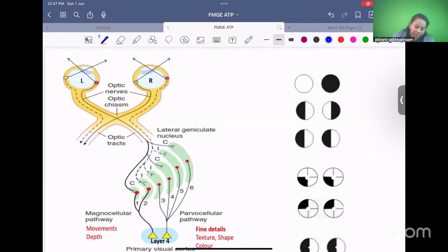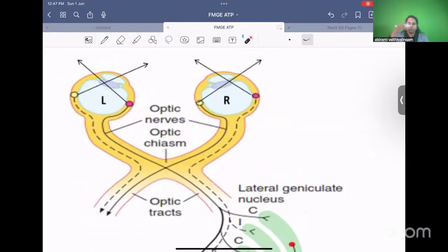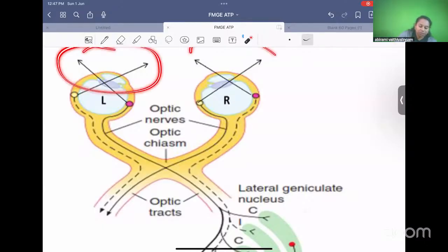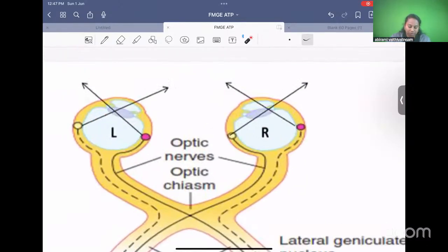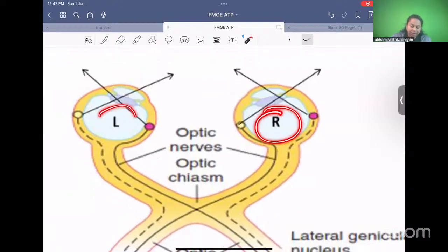First, let's understand the visual pathway as such. Then we'll do the clinical correlations. So in the visual pathway, first of all, there is a crossing over. You can see some crossed arrow marks. What is this crossing over? This is the right eye and the left eye.